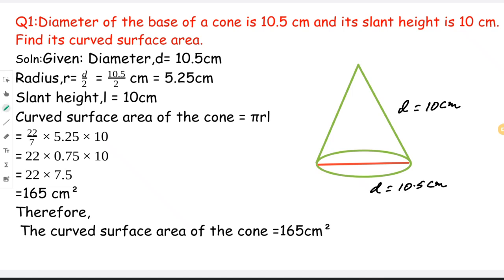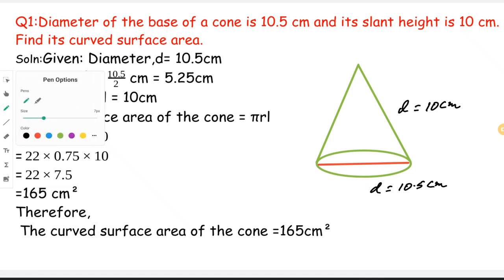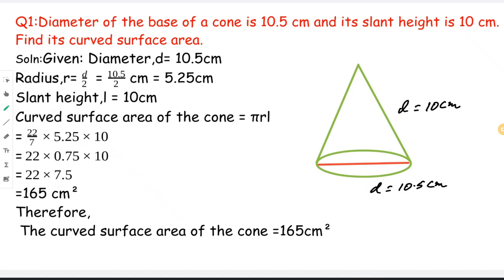Let's do question number 1 here. If we read the question, they've given us the diameter of the base of the cone. The diameter is 10.5. They've given the slant height, L, as 10 centimeters. What are they asking us? Find the curved surface area. Curved surface area means this region and even the back. We just have to put it directly in the formula.